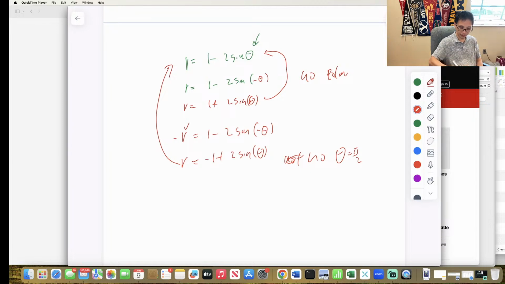-1 plus 2 sine theta, yeah. But that's still not the same. That's actually completely opposite. Thank you. So it's no to polar, no to theta equal to pi over 2.